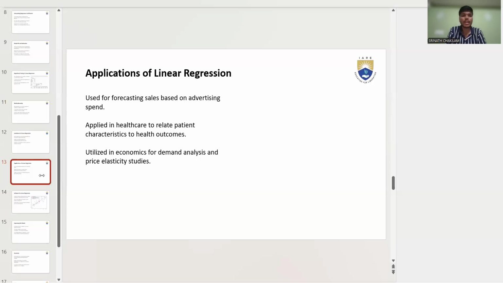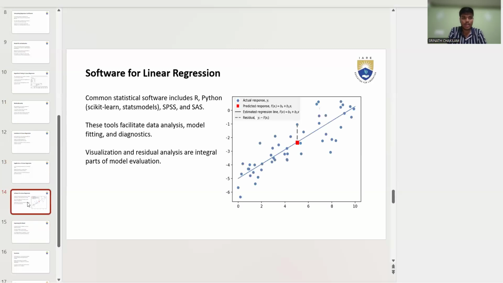Used for forecasting sales based on advertising spend. Applied in healthcare to relate patient characteristics to health outcomes. Utilized in economics for demand analysis and price elasticity studies. These are the applications of linear regression. And next slide is the software for linear regression.